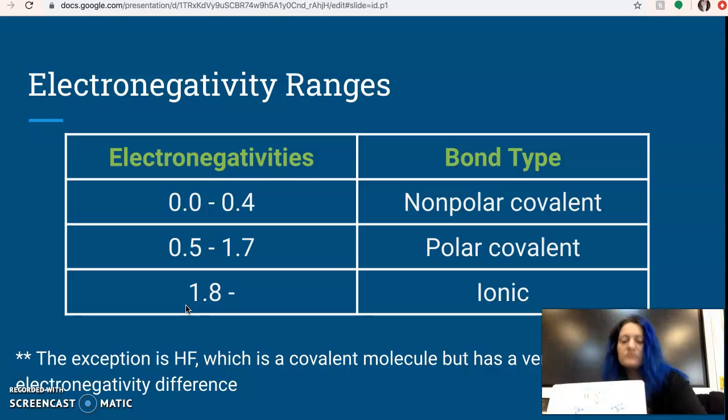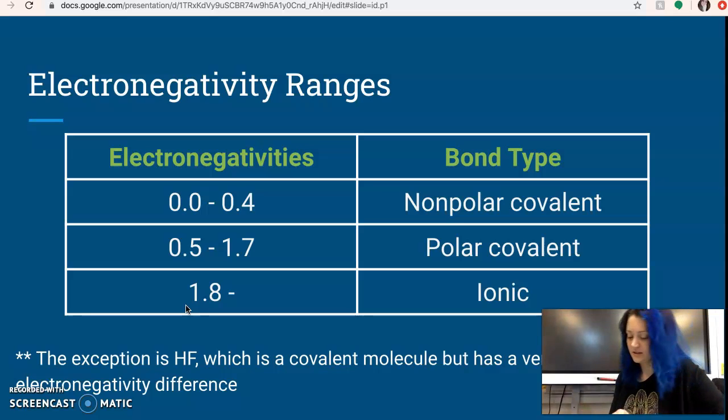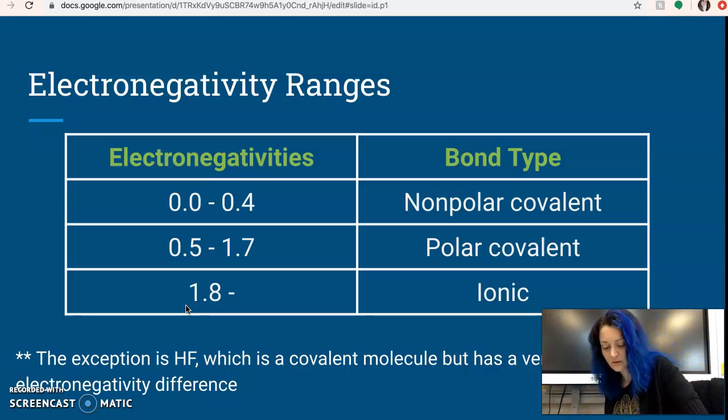All right. Electronegativity ranges. This is very important, and this is something that you're actually going to have to memorize for the Regents exam, because they don't give these parameters to you. So if you are calculating the difference in electronegativity and you see that you have a very small difference, anything from 0 to 0.4, we say that that is nonpolar, meaning that those electrons are shared equally.